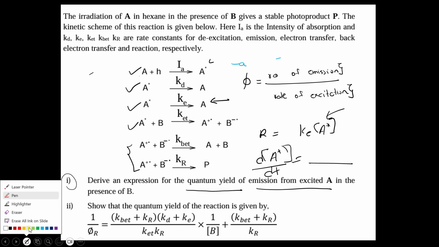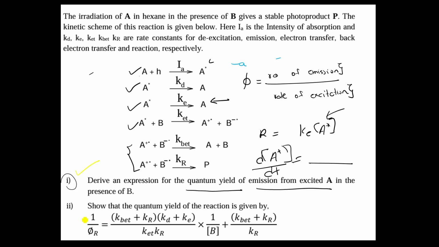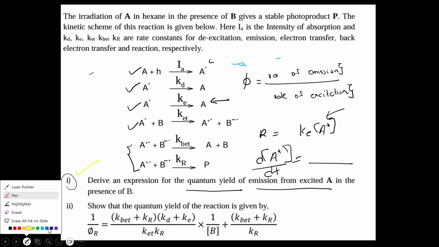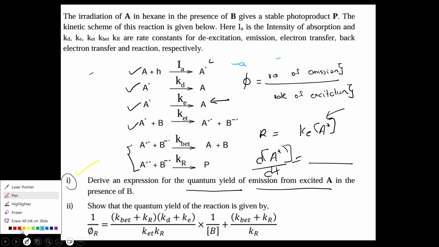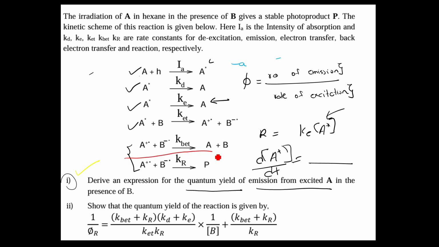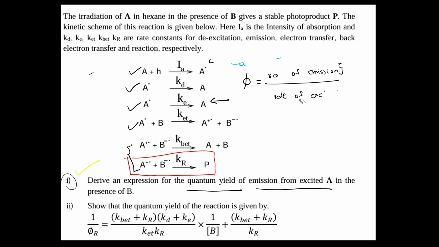Now let's move on to the second part. Here they ask us to show that the quantum yield of the reaction is given by this whole expression. So now they are asking about the reaction, right? This is the reaction. So they are asking for the quantum yield. Look at how I'm going to approach this problem. Just take the concept, then it's pretty much easier.